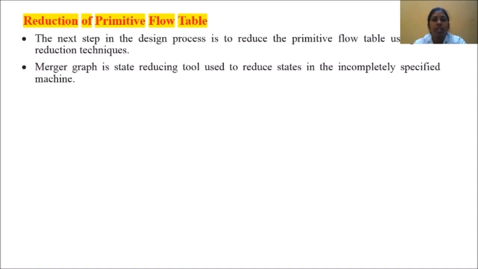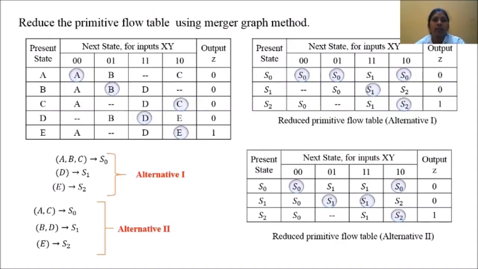Using this merger graph, we can simplify the states. So this is the reduction of the primitive flow table using the merger graph method. The compatible and incompatible pairs are written here. A, B, C are compatible, which is denoted as S0. D is incompatible with any other state, so it is S1, and E is also denoted as S2. Similarly, an alternative method is also mentioned, and the particular variables are replaced with new variables such that more states are reduced, finally into 3 states.